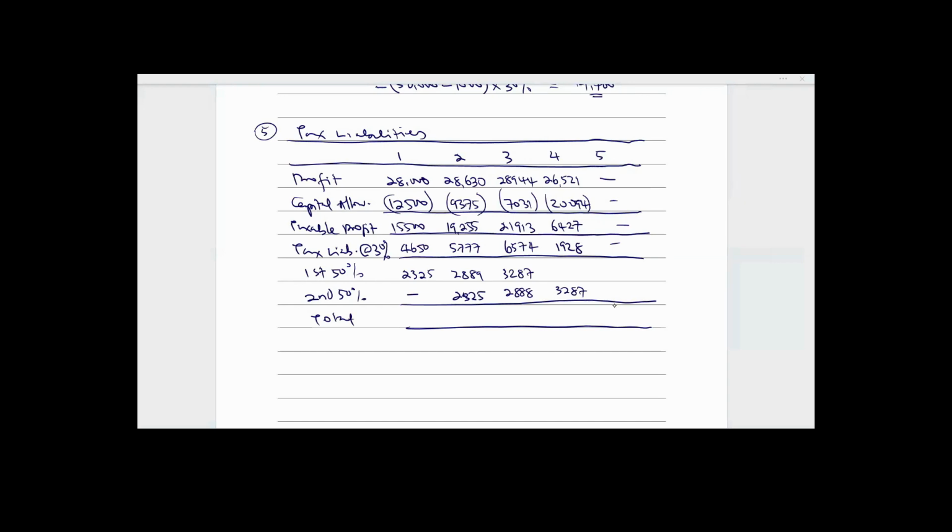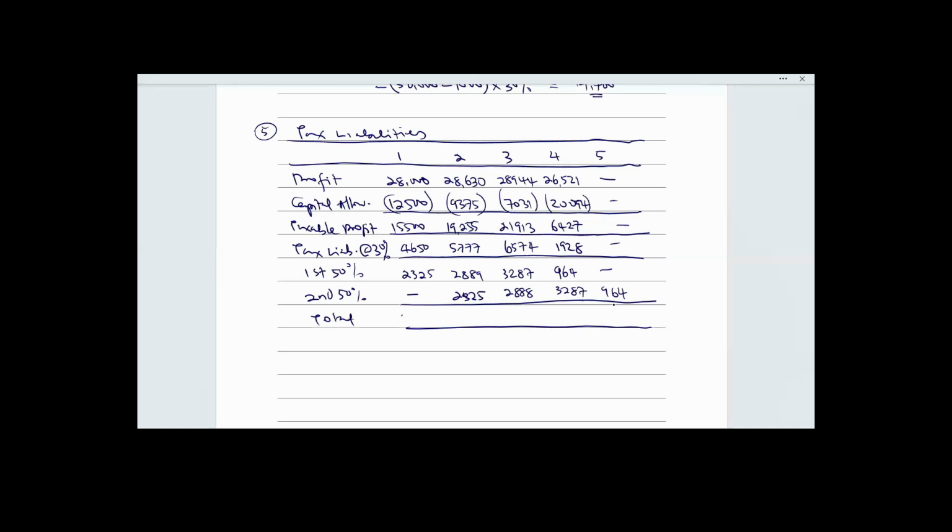1928, excuse me, 1928 multiplied by 0.5 equals 964. I will pay 964 in the current year. The balance of 964 will be paid subsequently.